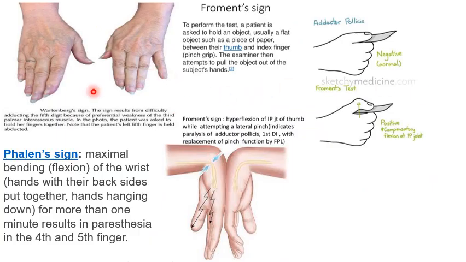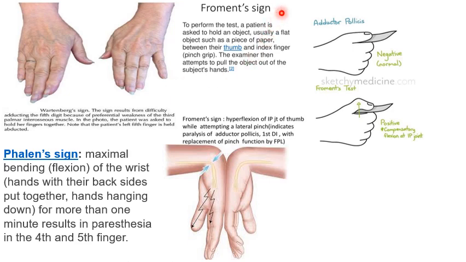There is another test when the person is asked to adduct the fingers, keeping his hand flat on a table. He will not be able to adduct the little finger, which is called as Wartenberg sign. The adduction of the little finger is not possible because of the paralysis of the palmar interossei.